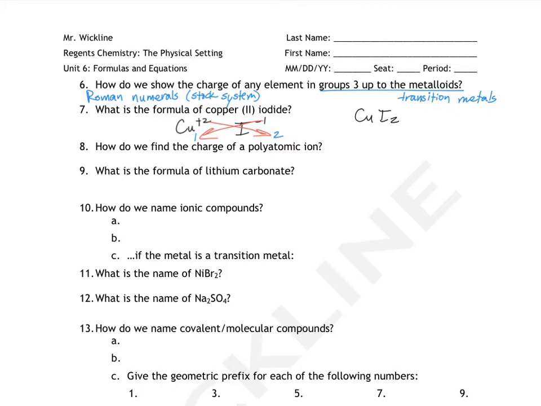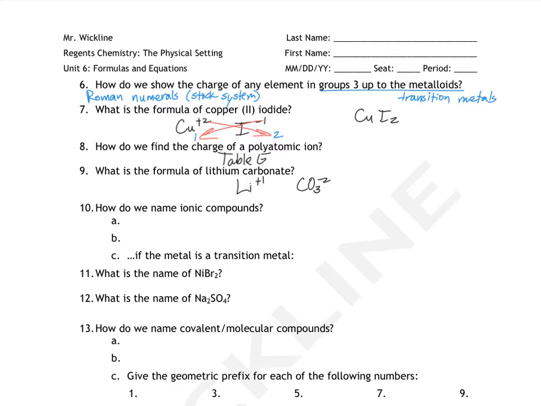If we want to find the charge of a polyatomic ion, then let's keep it simple. Look on table E. Let's use that strategy here in number 9. What's the formula of lithium carbonate? So lithium is in group 1, and its charge would be positive 1. Carbonate is on table E. Its formula is CO3, and its charge is 2-.